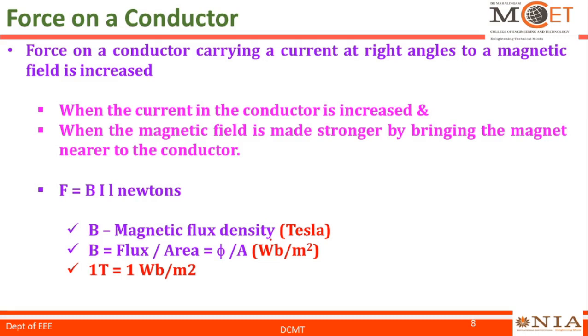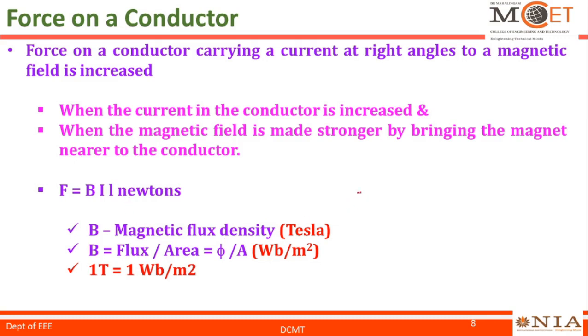Force on a current carrying conductor at right angles to a magnetic field is increased whenever the current in the conductor is increased, and when the magnetic field is made stronger by bringing the magnet nearer to the conductor. We can write F is equal to BIL newtons. B is the magnetic flux density in Tesla or Weber per meter square. 1 Tesla is equal to 1 Weber per meter square. I is the current in ampere and L is the active length of the conductor in meter.